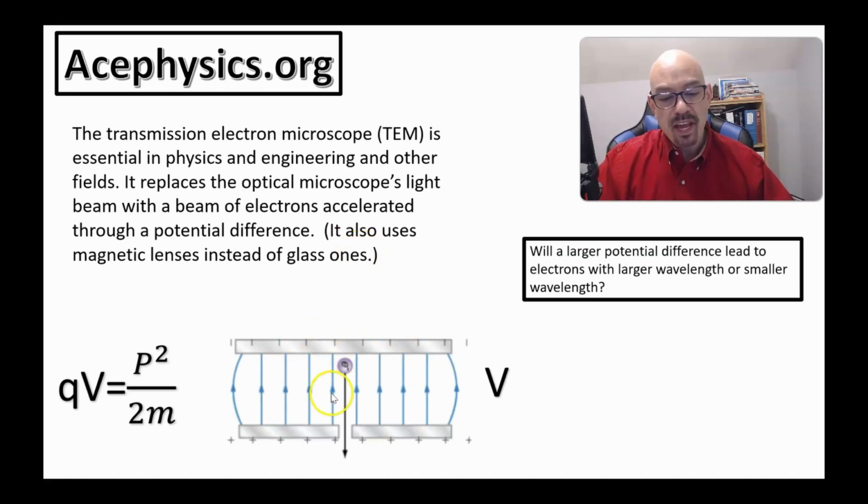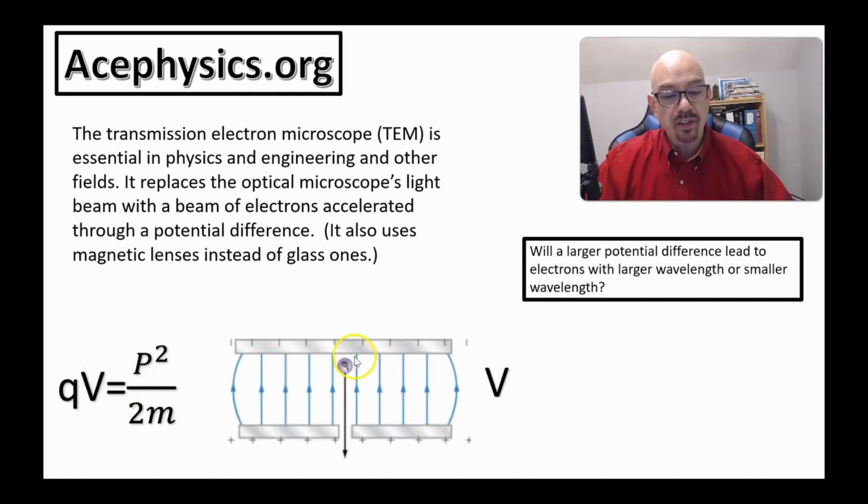This would represent the electron being accelerated through a potential difference. There'd be a filament here. The electron would get pulled off of the filament, and then it would accelerate downward. There'd be a hole, and it would leave this hole with some velocity, and that velocity would correspond to a wavelength, and you'd use that wavelength in the microscope.